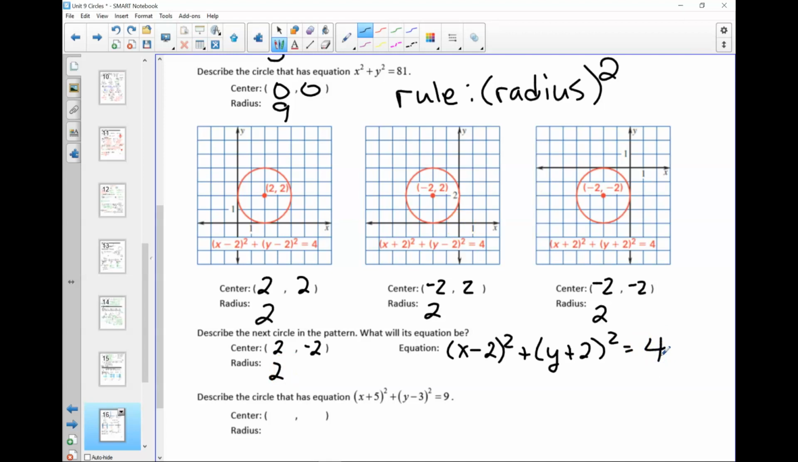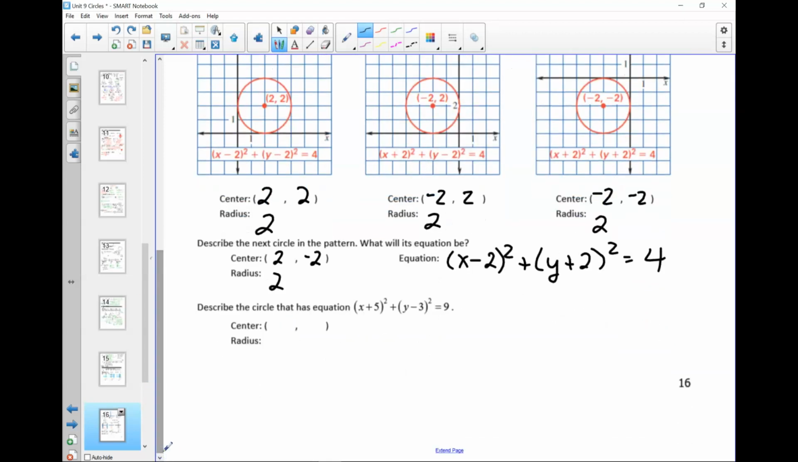So if we look at this equation, (x plus 5) squared plus (y minus 3) squared equals 9: negative 5, positive 3. We're doing the opposite of what's here. That will give us our center of the circle. Our radius is the square root of the number here. That gives us our radius. So our radius is 3.